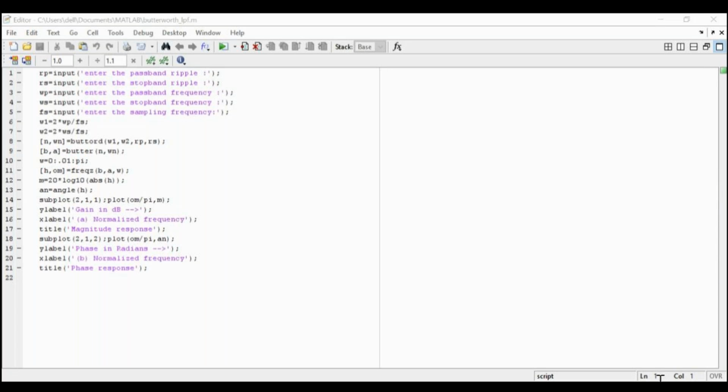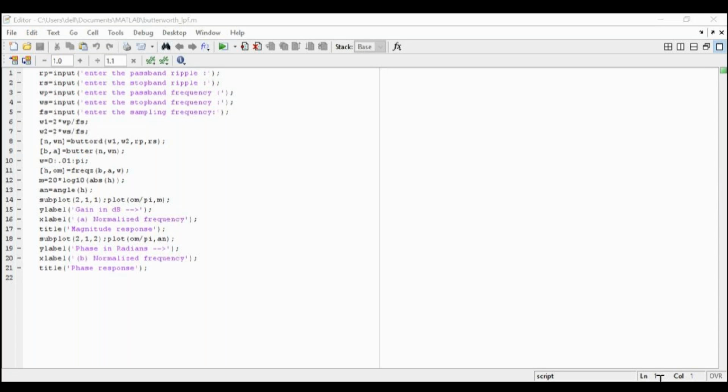This will have both the magnitude as well as the phase. The magnitude will be in the form of the root of a square plus b square. The phase will be in the form of tan inverse of b by a, that is, phi is equal to tan inverse of b by a.